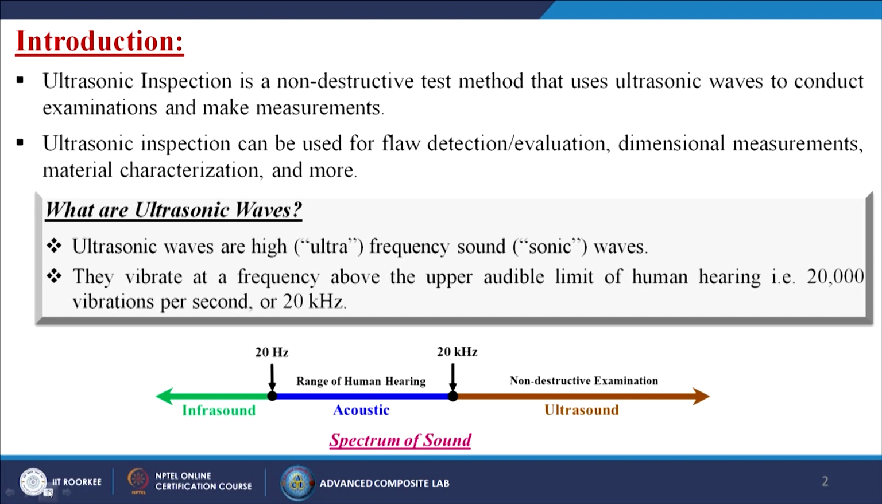Then what is an ultrasonic wave? Ultrasonic waves are high frequency sound waves. In this chart, you can see that below 20 hertz we call it infrasound. From 20 hertz to 20 kilohertz it is called acoustic, and within this range our ear can hear the sounds. If the sound frequency is more than 20 kilohertz, we call it ultrasound, and generally that frequency is used for non-destructive testing.